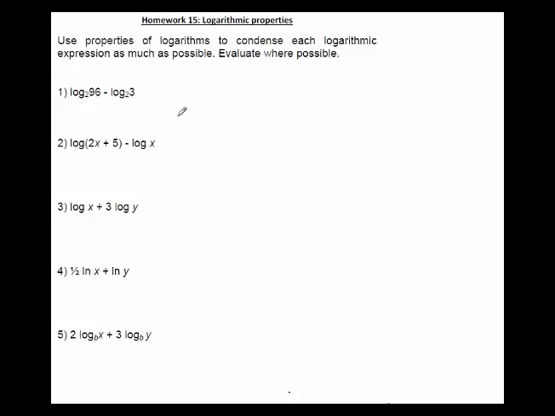But in this case, we could make things a lot simpler. For number one, remember that subtracting a logarithm is the same thing as dividing. Subtracting an entire logarithm is the same thing as dividing the expressions that are subject to the logarithm. So log base 2 of 96 minus log base 2 of 3 is the same thing as log base 2 of 96 over 3. Here you can simplify it a little, because 96 divided by 3 is 32. So really this is the same thing as log base 2 of 32.